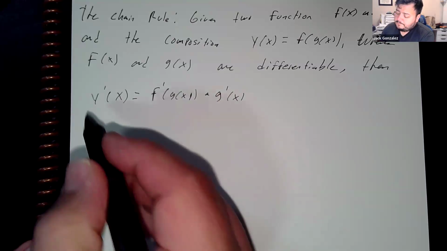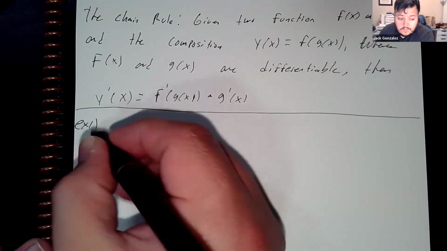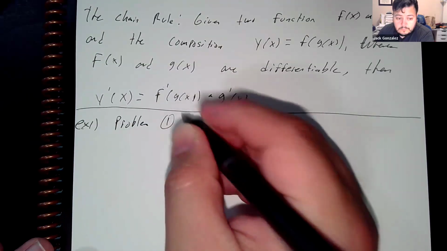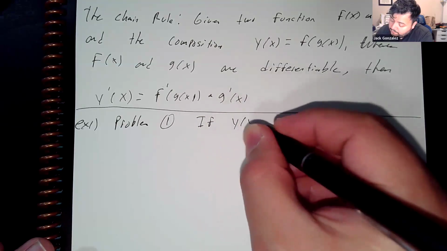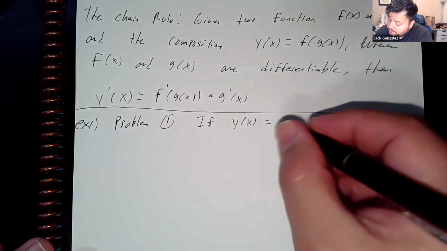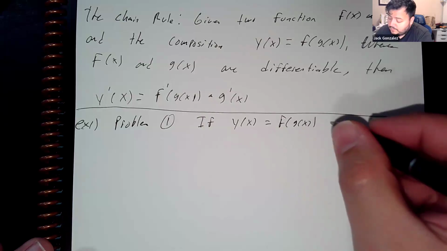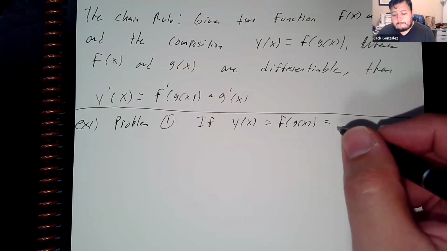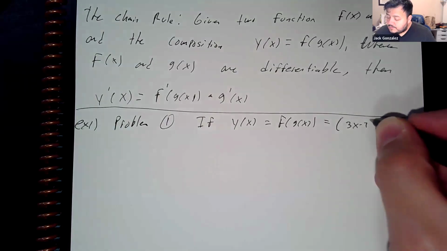All right, so example 1. Just trying to get you to understand what is the inner and what is the outer. So y of x is equal to f of g, which is equal to (3x minus 7) squared.